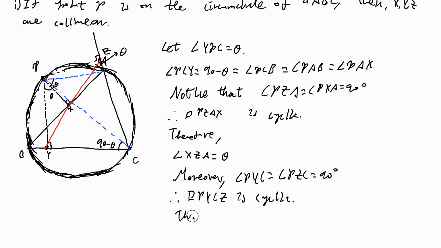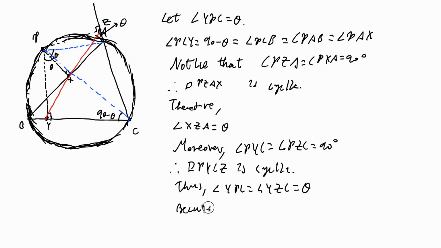Thus, this thing is cyclic, which means this angle right here is equal to this angle right here. We're not thinking about x here. So YZ is a line here. This one is equal to this angle. Thus, angle YPC equals angle YZC, which is theta.